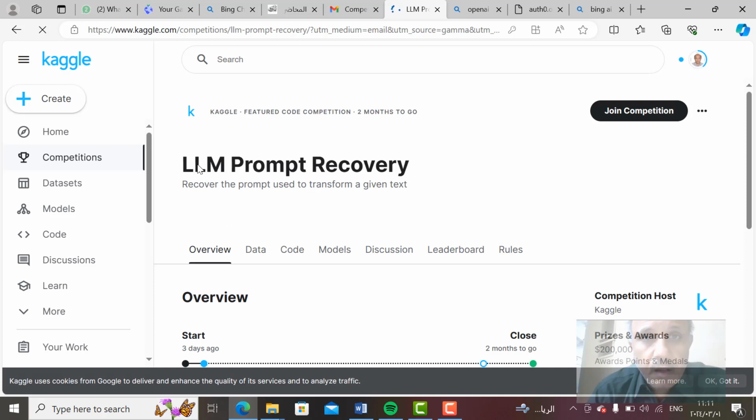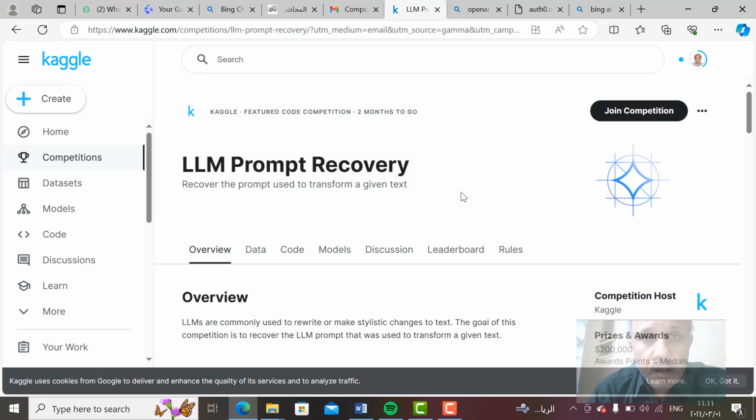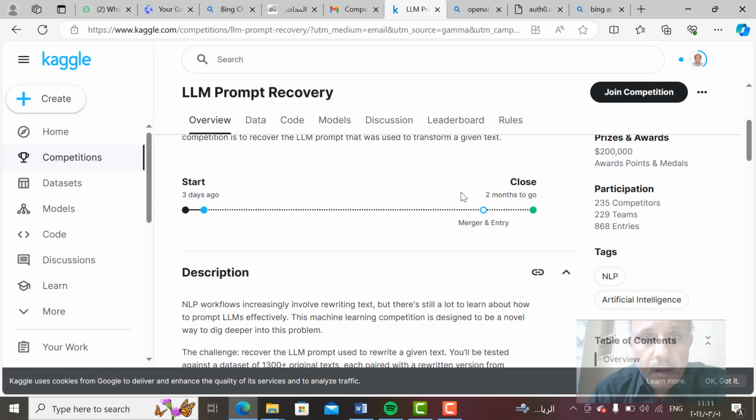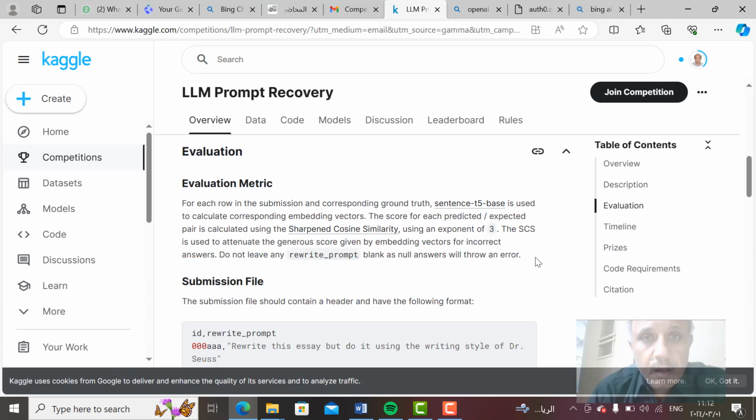And here is the competition, which is Large Language Models, Prompt Recovery. The overview of the contest and description. This is the description. The challenge: recover the LLM prompt used to rewrite a given text. You will be tested against a dataset of more than 1,300 original texts, each paired with a rewritten version from Gemma, Google's new family of open models. The evaluation is very important to read.